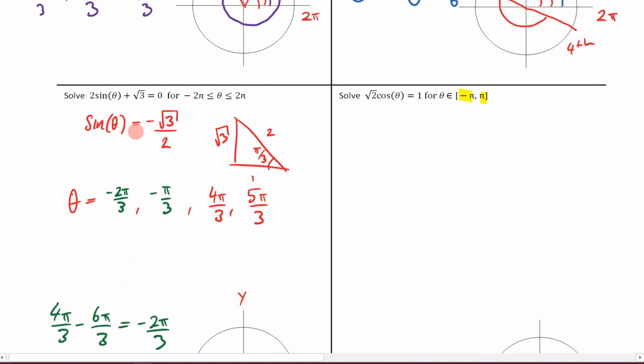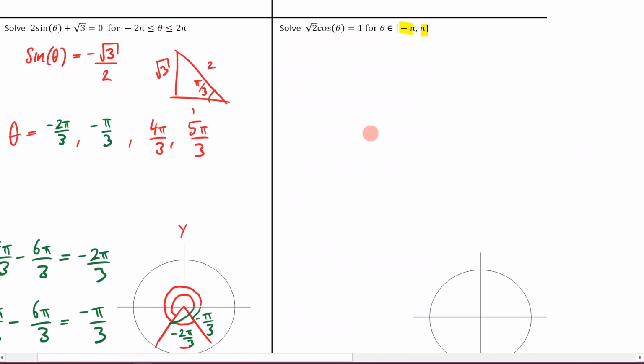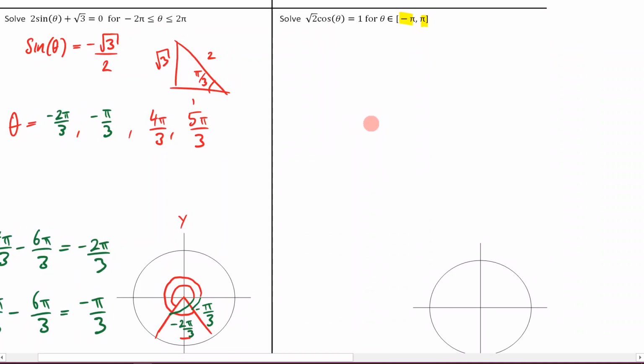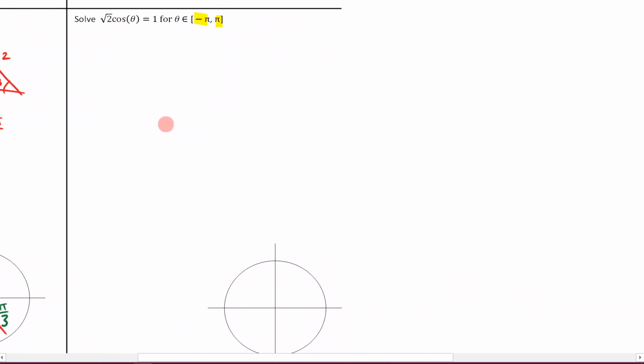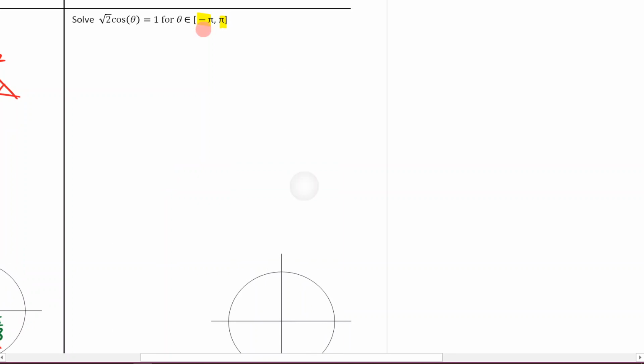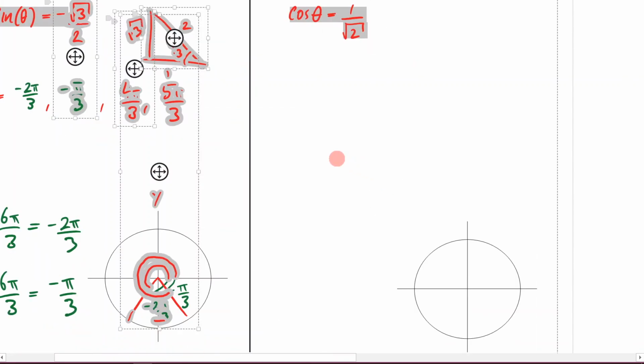So now that we've done those, let's come to our final one here. As you can see, our domain is weird, as always. Let's just get the red out. First thing I'm going to do is a bit of rearranging here. I'm just going to divide both sides by the square root of 2, which will make my life a little bit easier.